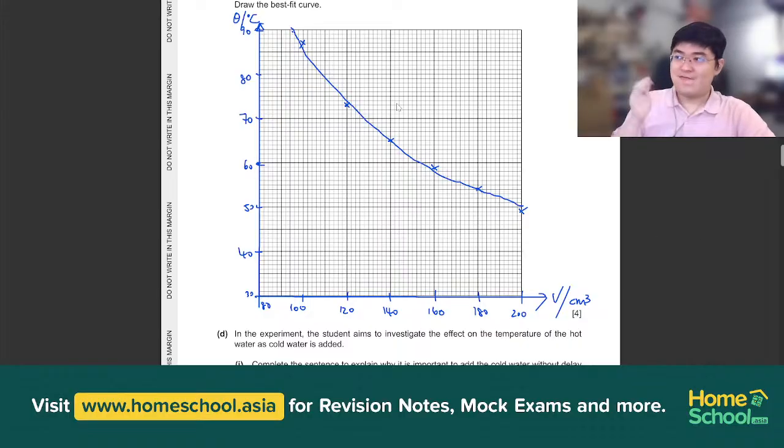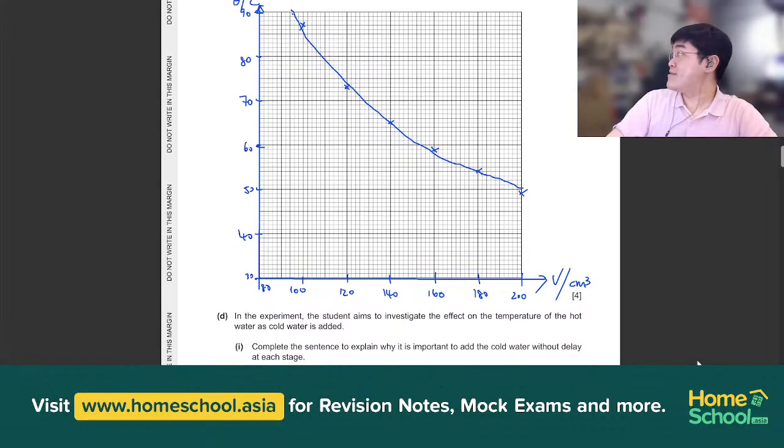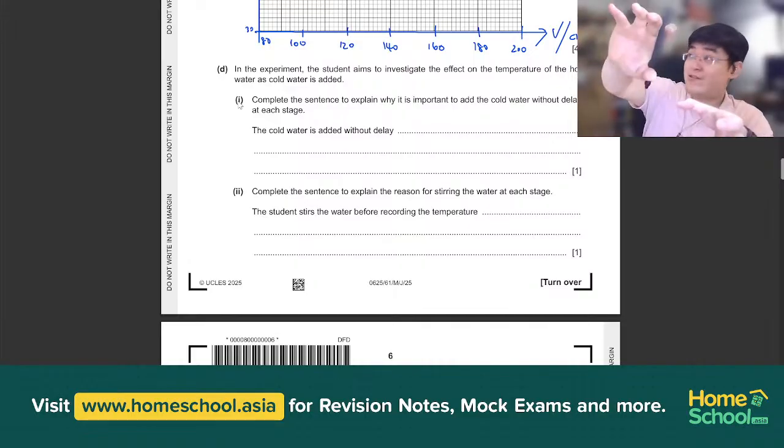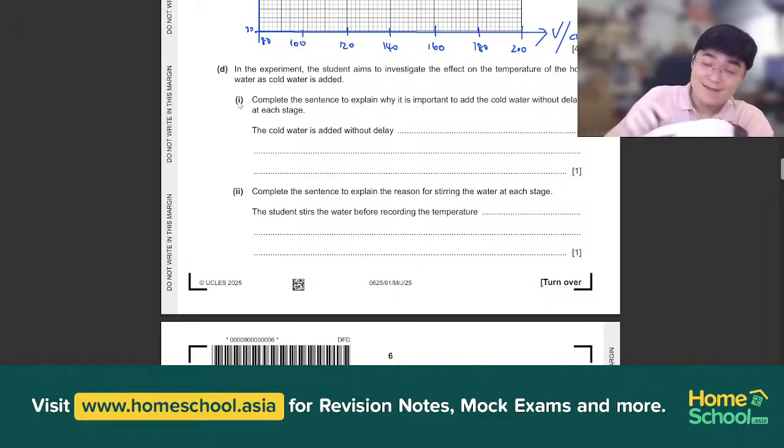Right, so with that, we are done with question part C. And let's move on to part D. In this experiment, the student aims to investigate the effect on the temperature of the hot water when cold water is added. We are to complete the sentence to explain why it is important to add the cold water without delay at this stage. As we said before, the hot water is here. They take the cold water, pour it without delay, and mix it ASAP. Why do they do that? Why do you want to add the cold water immediately?